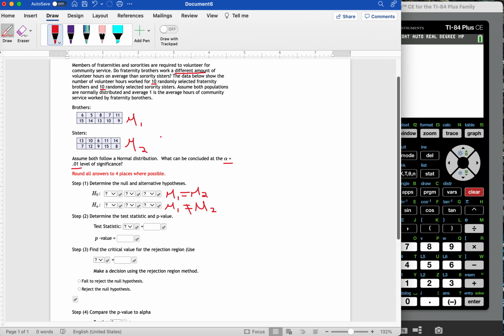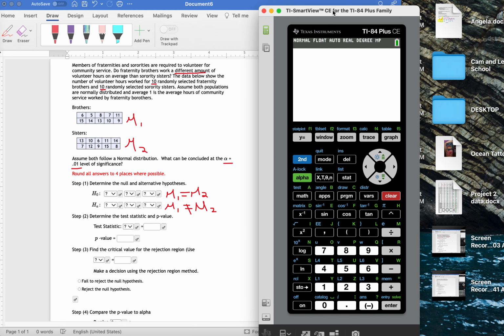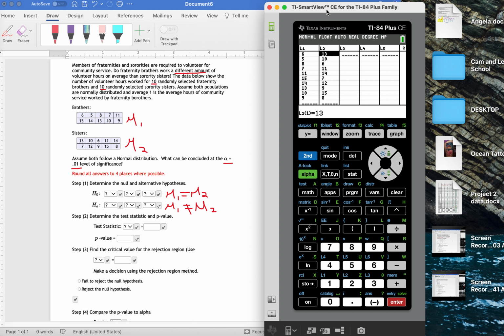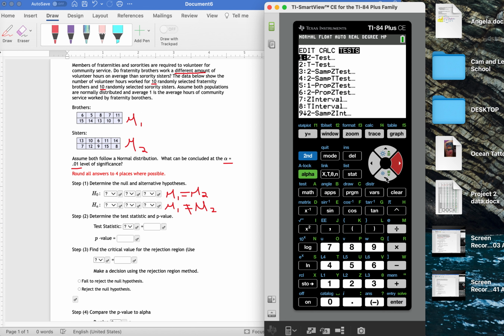Because we're given the data, take a minute and enter your data in your edit list under L1 and L2. The men's or the brothers should go into L1 and the sisters should go into L2. Once you have that data listed in there, we're going to run a two-sample t-test using the data. So I'm going to hit the stat button, arrow over to tests, and go down to two-sample t-test. I'm going to tell the calculator to do this from data, from list 1 and list 2.